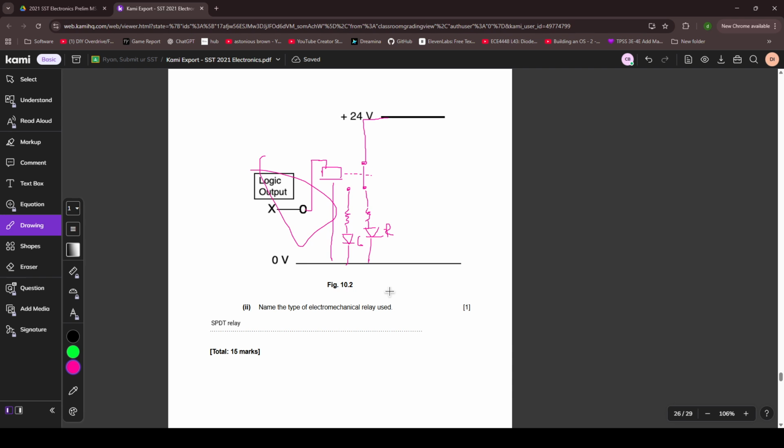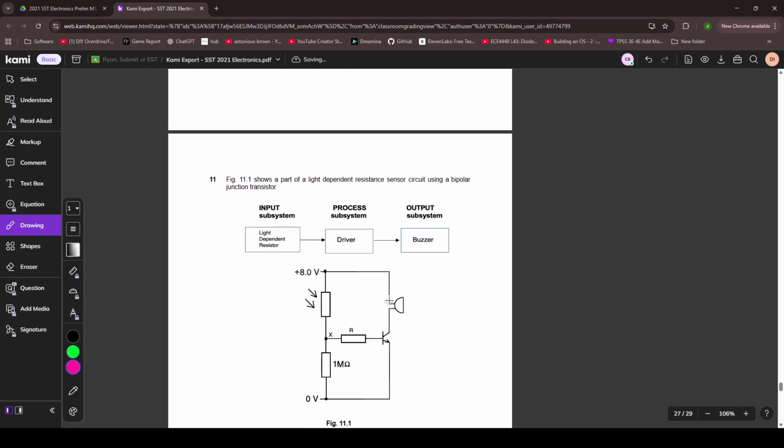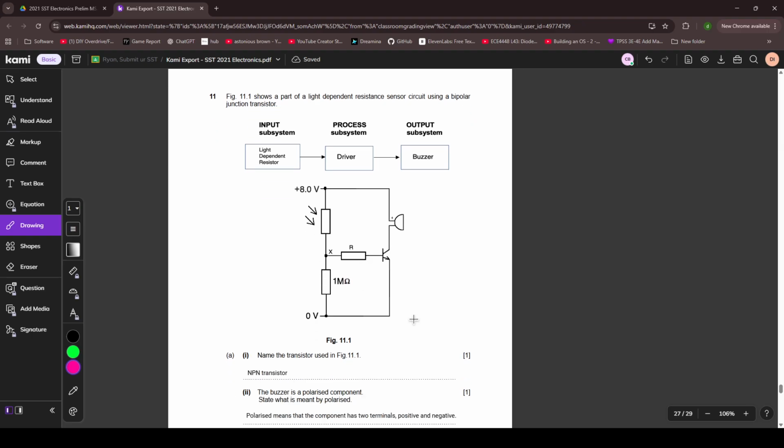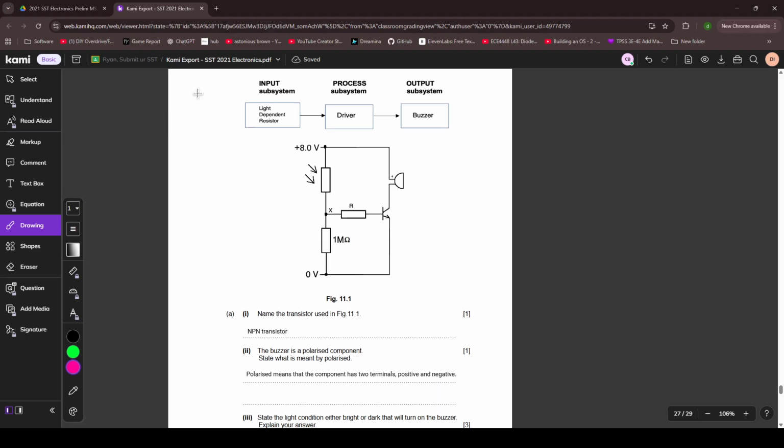Name the type of electromechanical relay used. SPDT. Yep. Single pole double throw. 11.1 shows a part of an LDR sensor circuit using a BJT. Okay. Oh, 1 megaohm, alright. Name the type of transistor. The arrow is going out, so it should be NPN. If it's going in, to this bar, then it is PNP.